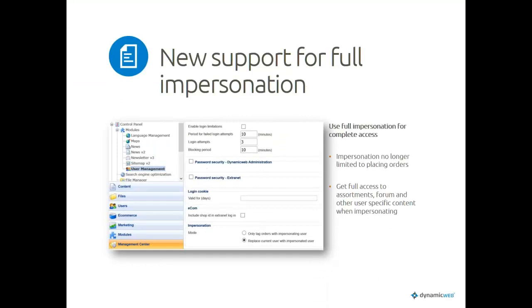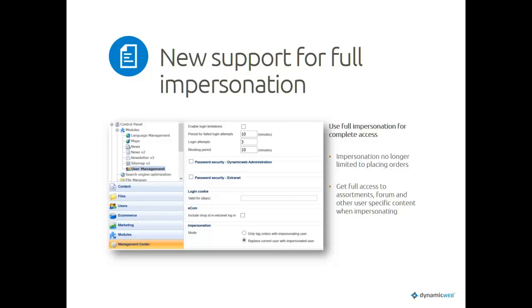Related to user management or the users logging into the extranet module in the front end, we've created a new mode for impersonation. Until now, impersonation has worked in the way that you could place orders on behalf of other users, but when you impersonate that user, you would not inherit that user's prices, and you would not inherit that user's permission. And what you can do with 8.8 now in user management, you can set the impersonation mode to replace the current user with the impersonated user.